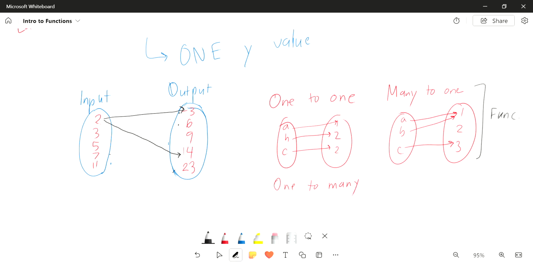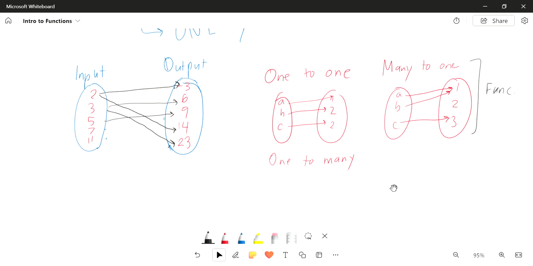So say for example, you have 3 pointing to 23 and 6 and 5 pointing to 9. That's one to many. So you have A, B, C, 1, 2, 3. Say A points to 1, 2, and 3. That's not a function.